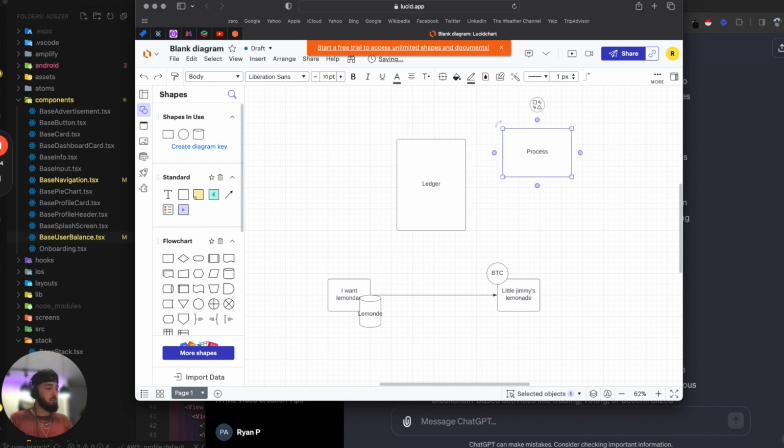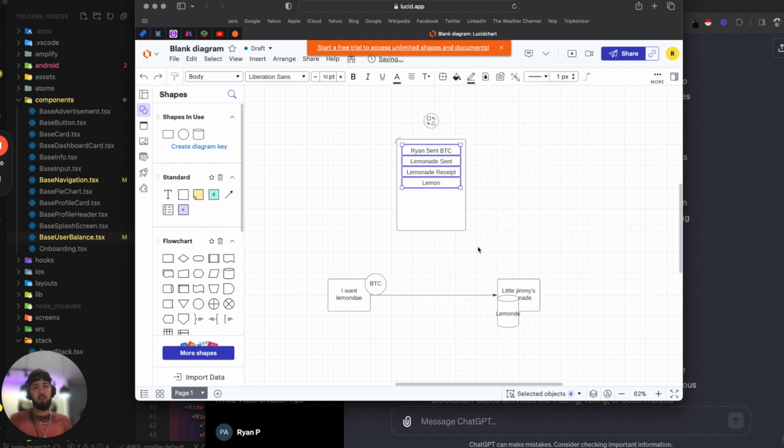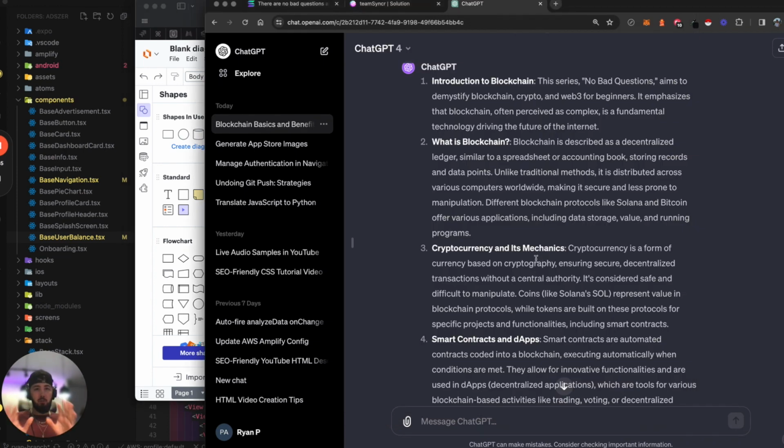So that's my understanding. That's my bird's eye view of cryptocurrency, of blockchain basics. But that was my kind of Lucidchart of it. Let's read through this documentation.